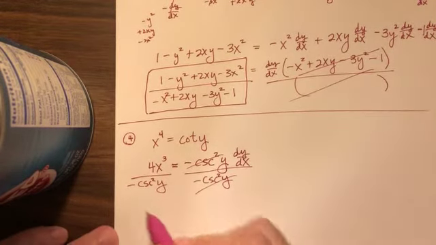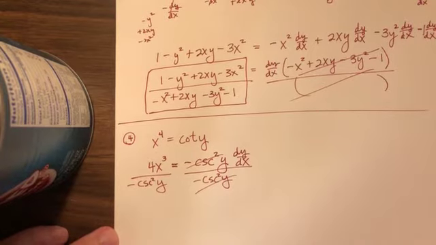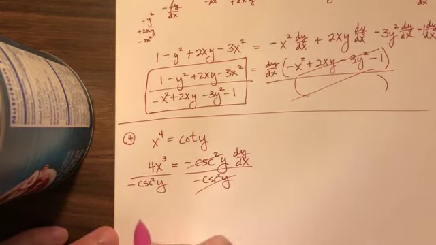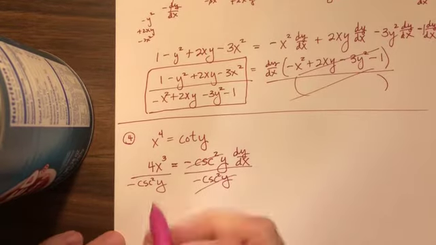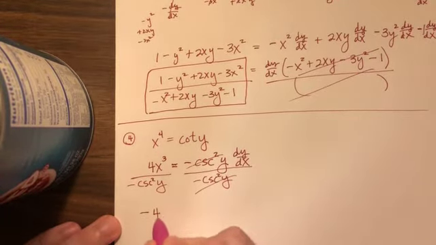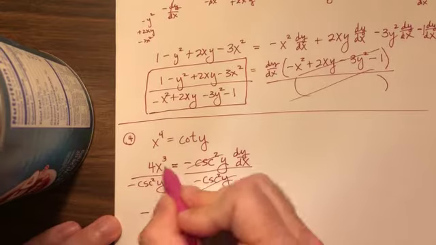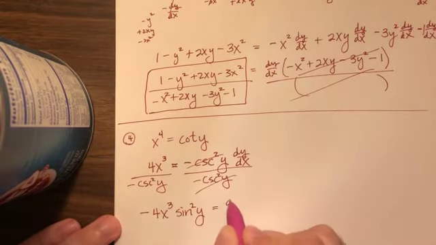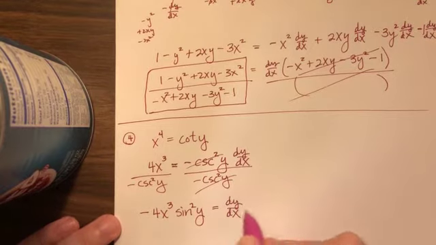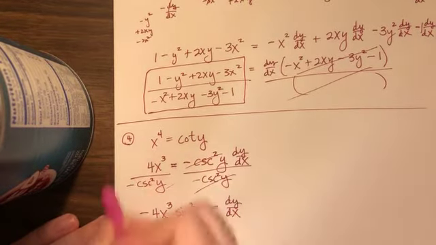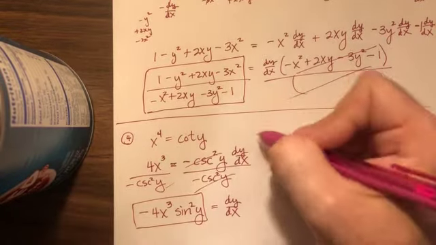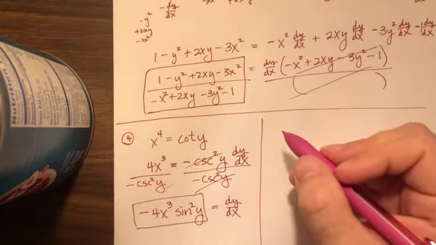Now you can leave it like this, that'd be okay. But if you remember, 1 over cosecant is actually sine. So it'd be really classy if you change this to negative 4x cubed and brought this up as sine squared of y. Ooh, very lovely. But if you want to leave it like this, that's okay too. I just like this one better. It's so nice.